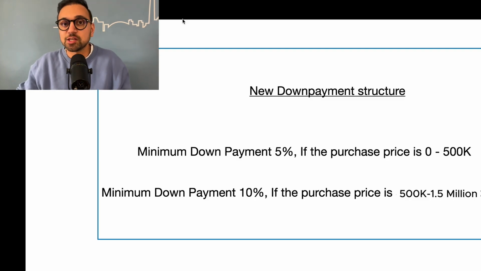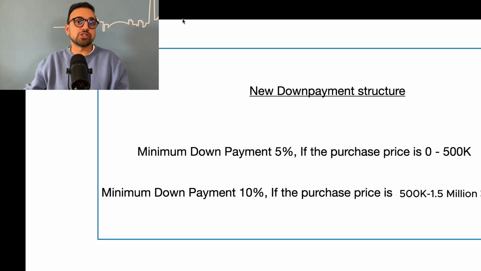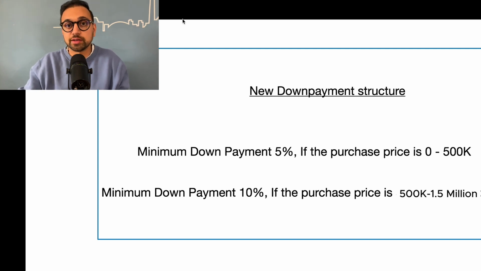So first, let's understand the down payment structure. The Government of Canada recently changed the mortgage rules, and that has affected the down payment structure. Earlier, if you were buying a property worth 1 million or more, you had to put down 20% straight up, no exceptions. But now that has changed, so I'm going to walk you through that.